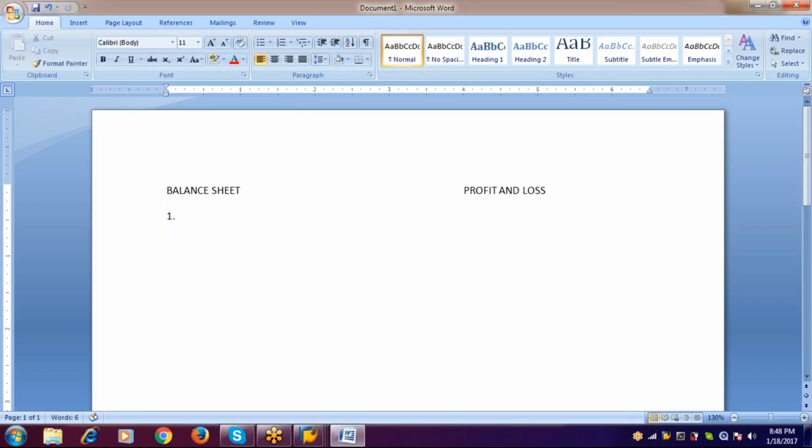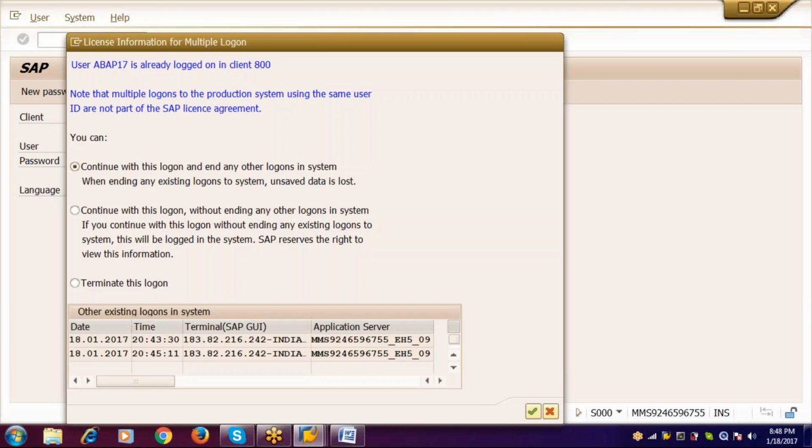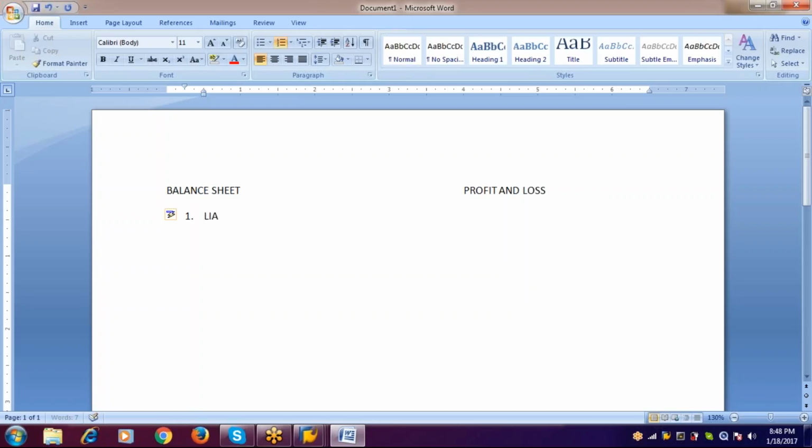The first point, when creating a general ledger, is that we need to identify all the liabilities, assets and capitals. All these three have to be considered in the balance sheet. In the profit and loss we have all the incomes and expenditures, whether it is direct income, indirect income, direct expenses or indirect expenses. All the incomes and expenditures will be considered in the profit and loss, and all the liabilities, capitals and assets will be considered in the balance sheet.